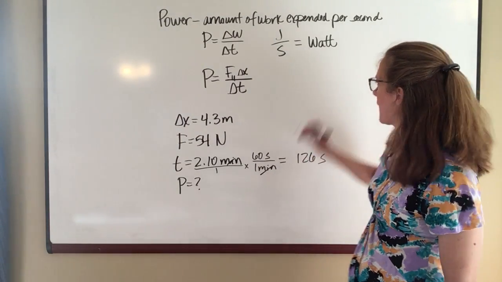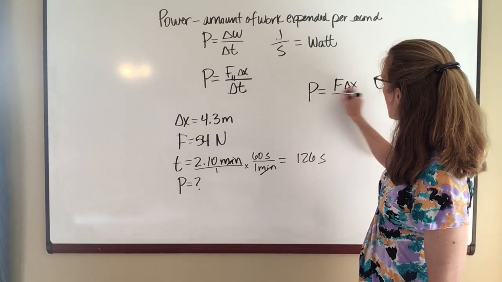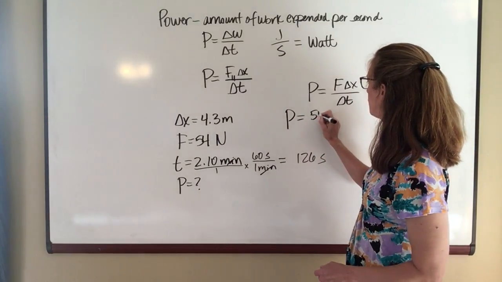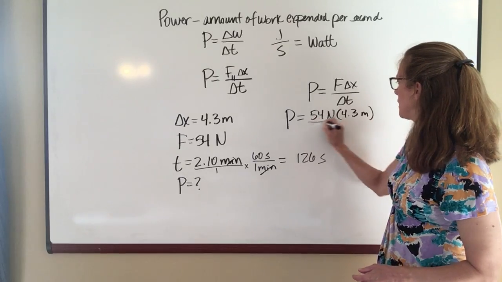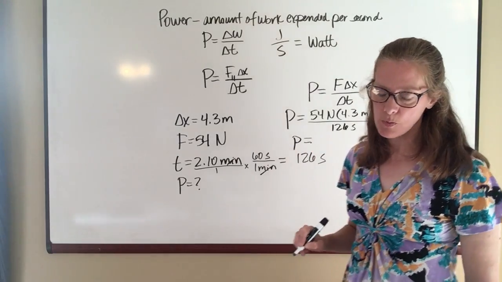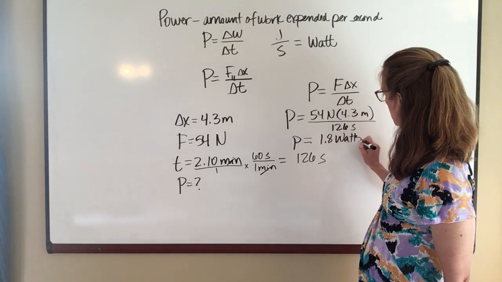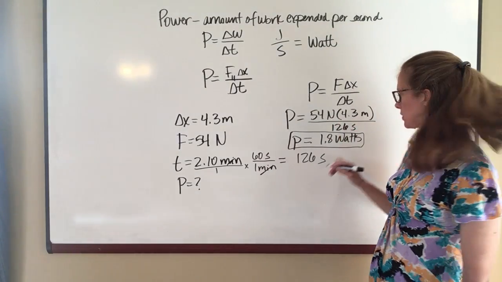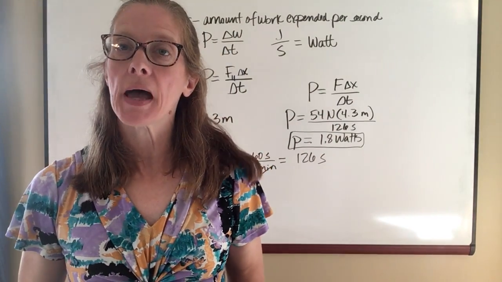So then to calculate power, if power is force times delta X over delta T, that's going to give me a force of 54 newtons. Delta X was 4.3 meters. Delta T was 126 seconds. So that when you crunch those numbers will give you a final answer of 1.8 watts. And I can only have 2 significant figures because my distance and my force both only had 2. So 1.8 watts for that. So that is power, and that concludes this module.